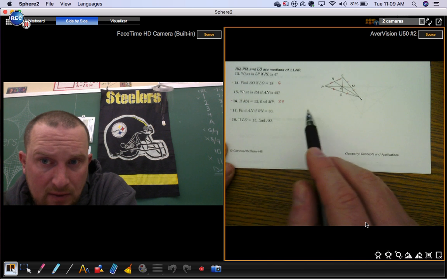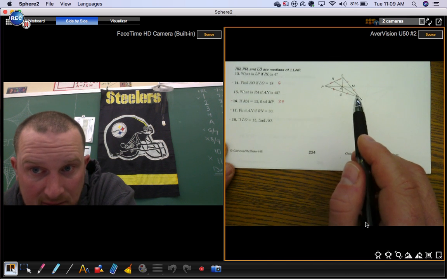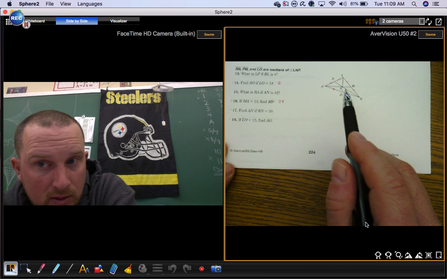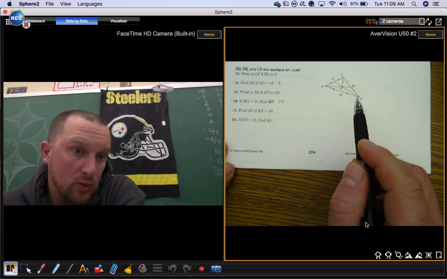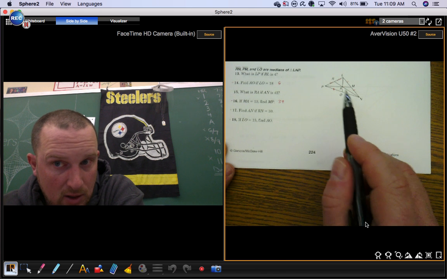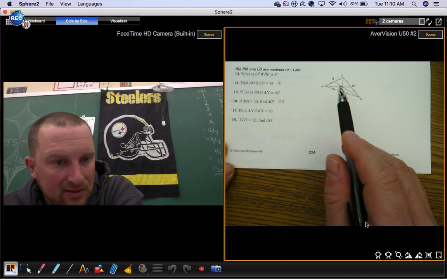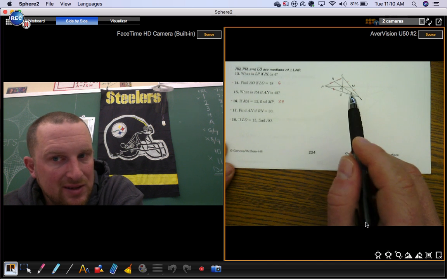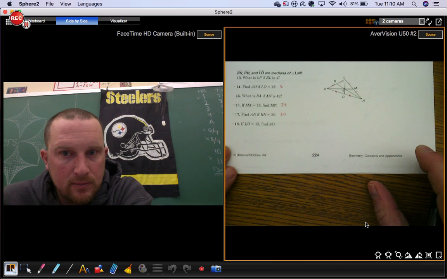Number 17, find the distance from A to N. A to N, this is the bigger part of your median now. If R to N is 30. Okay, now we're going to do this a couple different ways. The whole thing is 30. So doesn't that mean this little guy's 10 because it's a third of it? And if that's 10, wouldn't this be twice as big? So that's 20. A to N is 20.